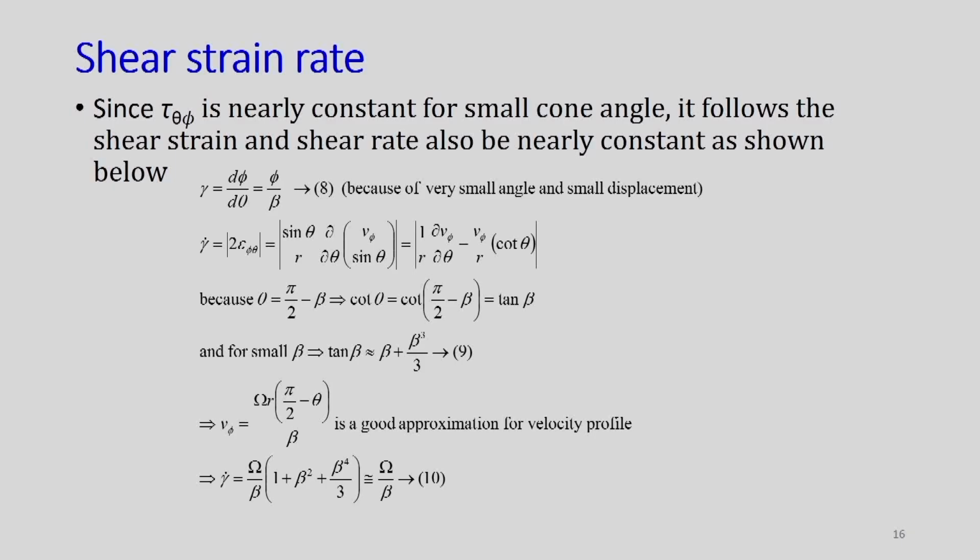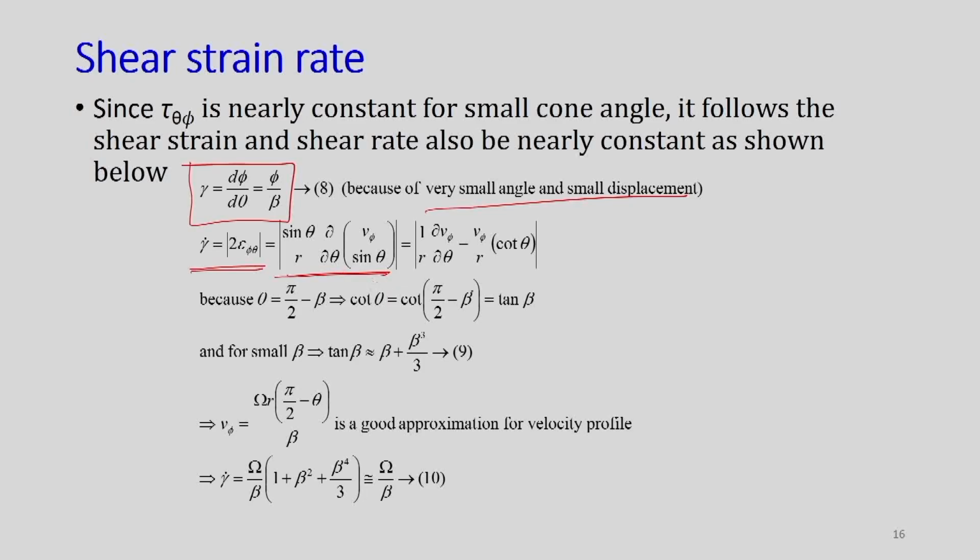So, shear strain we can get as gamma is equal to d phi by d theta, that is phi by beta, because of small angle and small displacement. And then from the rate of deformation tensor, we have gamma dot is equal to sin theta by r dou by dou theta of v phi by sin theta. This is from the rate of deformation information that we can get from any book in spherical coordinates.